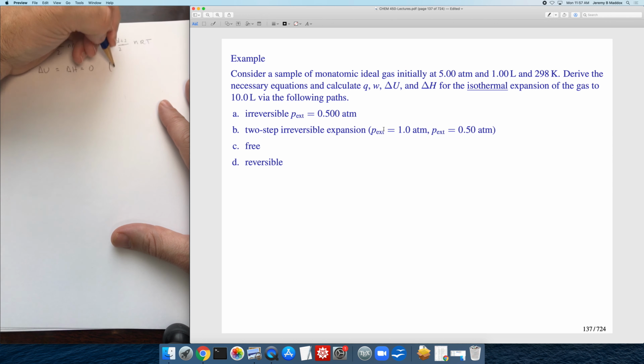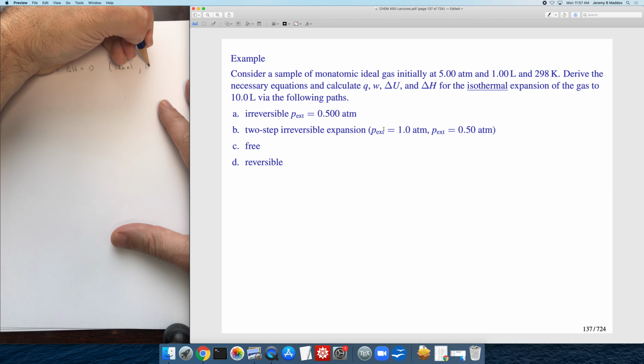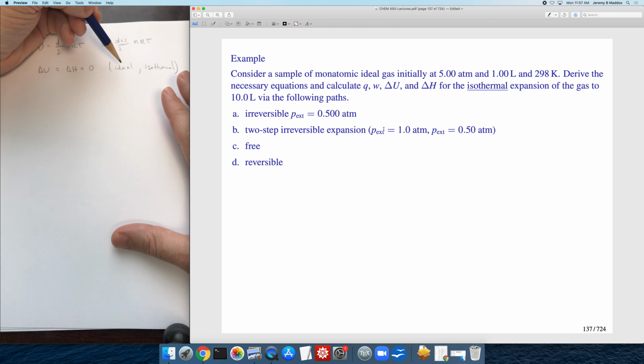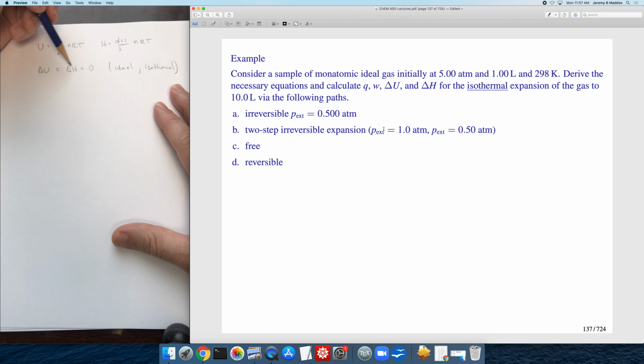Okay? And that's for ideal gas, isothermal conditions. Always true. So you definitely want to watch out for this combination of words in your problem because it makes calculating half the problem totally easy. So what we really need to focus on are calculating heat and work. And in this first part, we have an irreversible gas expansion.